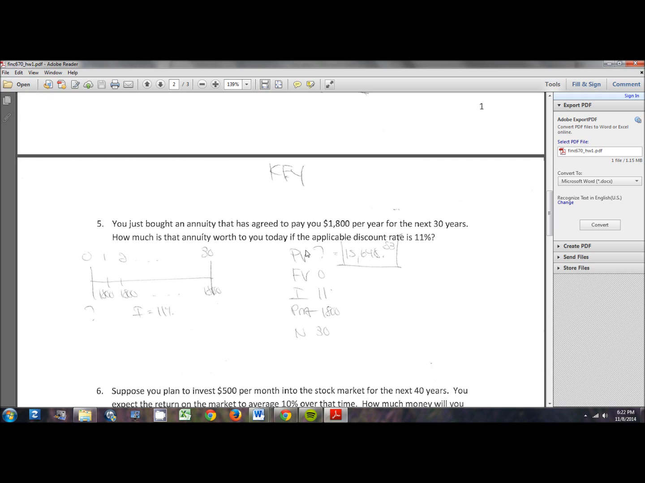So here's my timeline. From 0 to 30, I get $1,800 every year. My interest rate is 11%. How much are all those payments worth to me right now? Present value is what I'm looking for.